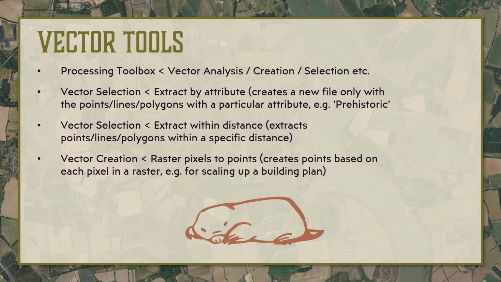Other vector tools are in the processing toolbox, which is all on the right-hand side. This is useful if you want to create new vectors, or extract new vectors based on existing vector data. You go to the processing toolbox, and there's the option vector analysis, creation or selection. For selection, you can go to extract by attributes, which creates a new file with only the points, lines, or polygons with a particular attribute, e.g. prehistoric. For selection, you can also extract within distance. That's quite useful if you want to know about the features in a given area.